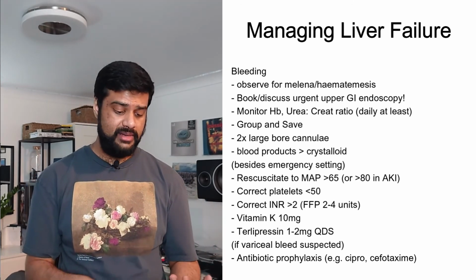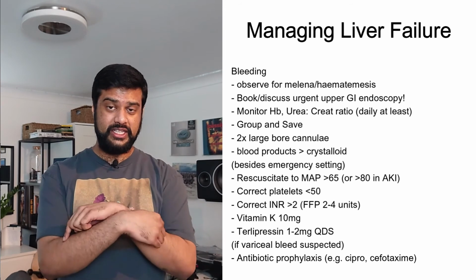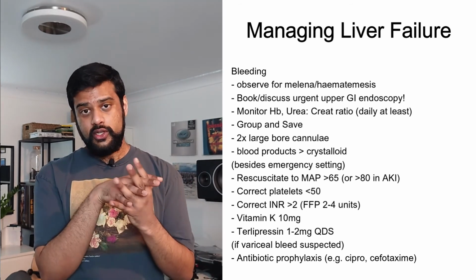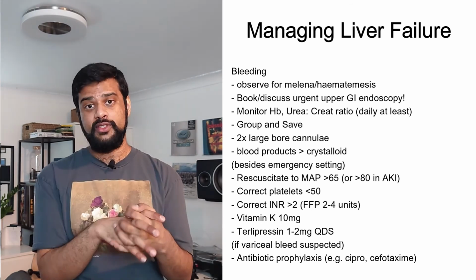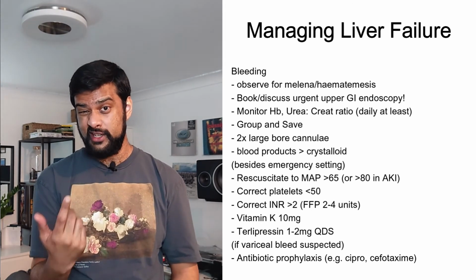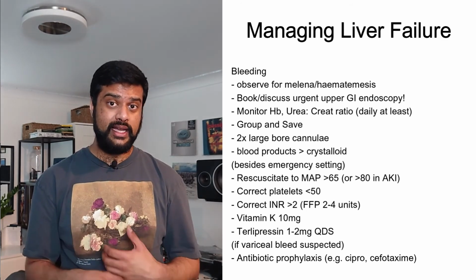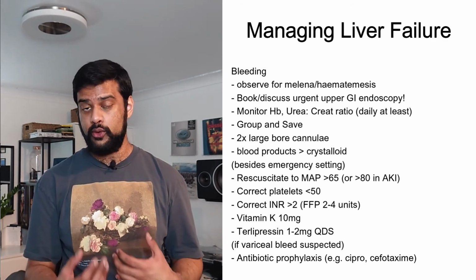Goes without saying, if they're GI bleeding, get 2 large bore cannulas and prioritize giving them blood products. Make sure you do a group and save or a cross match. Do a PR to confirm if there is melena, if you're suspecting bleeding but haven't seen it yet. Make sure you hold any antiplatelets or anticoagulants they may be on, and make sure you correct their coagulopathy.